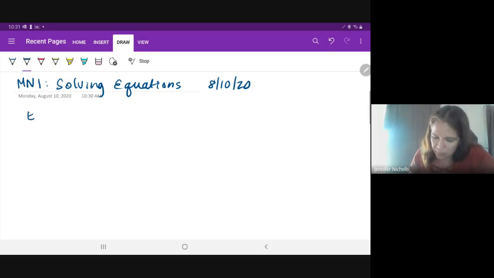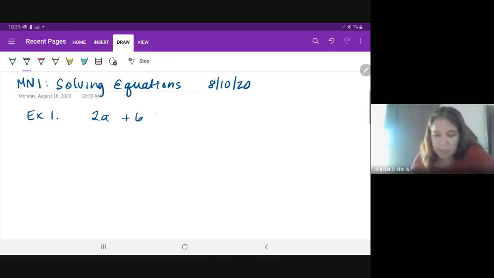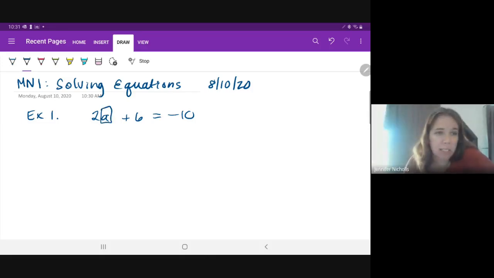Okay, so this is example number 1. Let me make sure I can see the chat screen, so if you guys type anything, I can answer you. Yes, you boxed the answers. So example 1 is 2a plus 6 equals negative 10. Okay, so type what you think I should do for the first step.